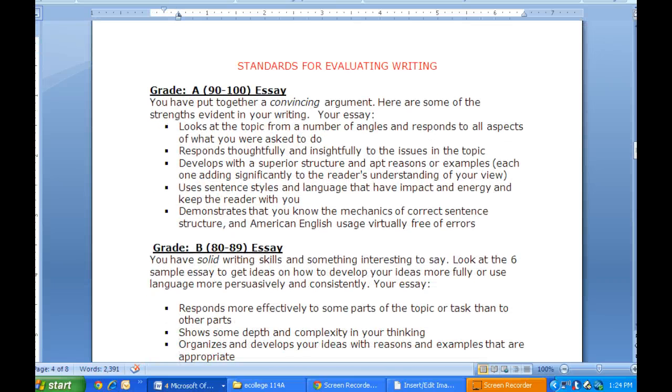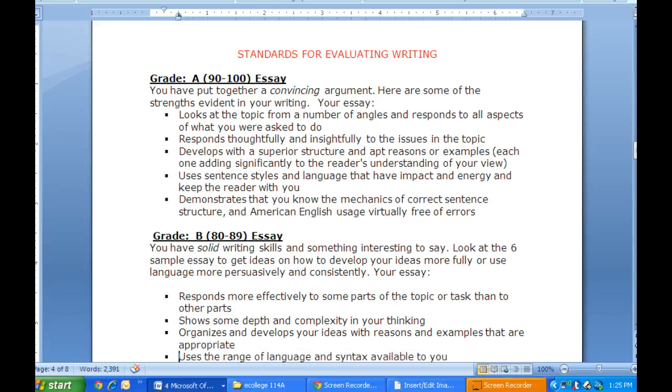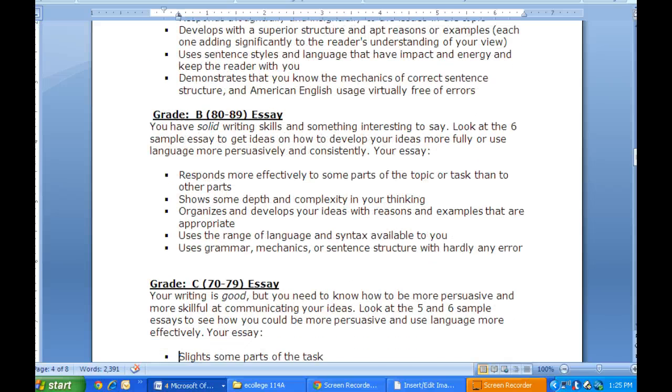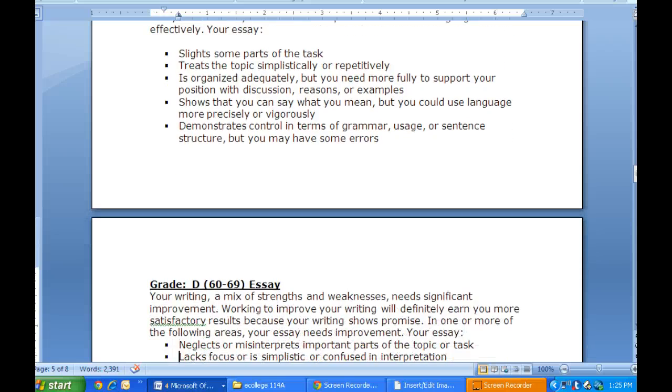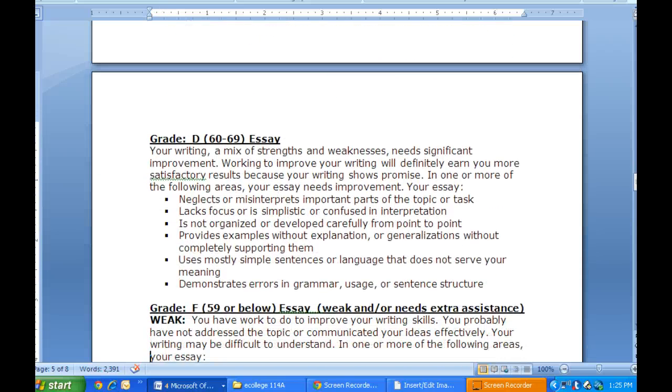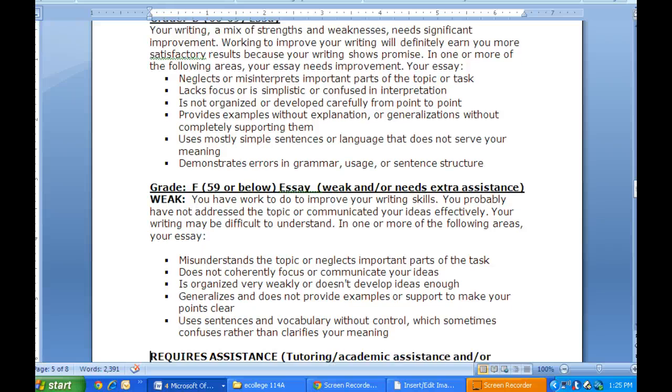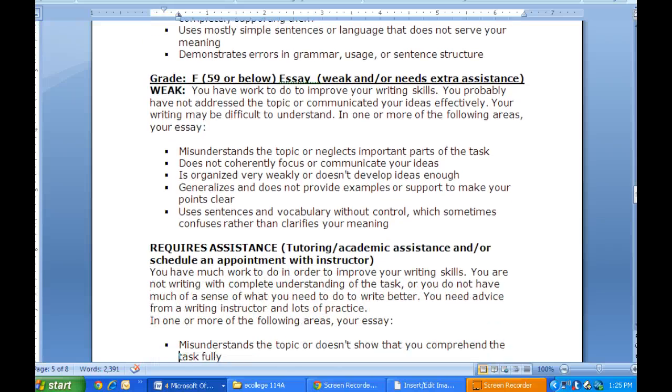Okay, I'm going to just show you these pages and then let you read them on your own. There may be some questions on this section of the syllabus on your quiz over the syllabus, so please read them carefully. These are the standards for evaluating writing, and you'll see these appear as grading rubrics in the assignments as we go along. So it describes what an A is, what a B is, what a C looks like, and what a D looks like. And these are not set by me. These are things that are set by the department. So I don't have any wiggle room here.